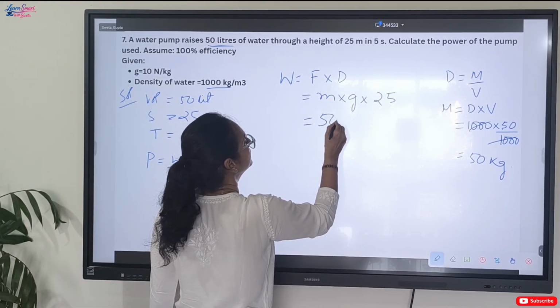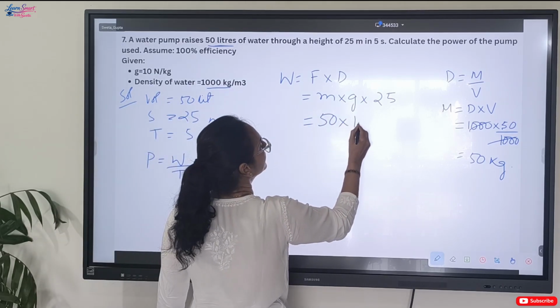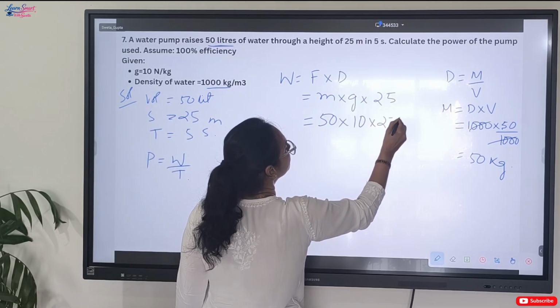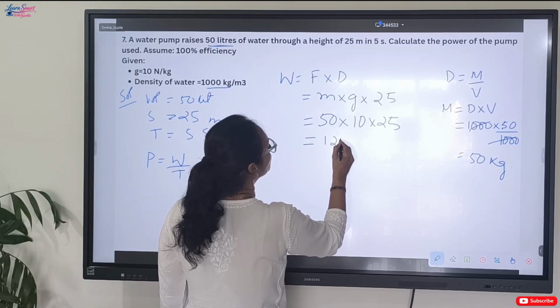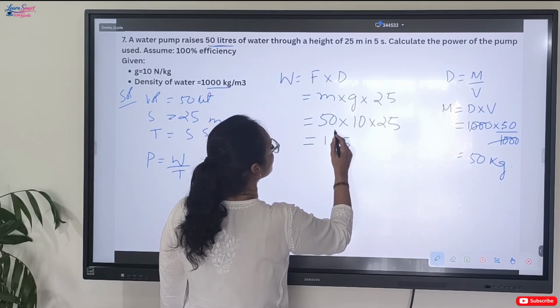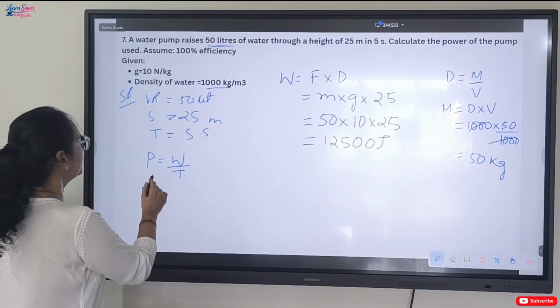We will write 50 into G. The value of G is 10. So we will take 10 into 25. And work done is coming as 12500 joules. But we have to calculate power.